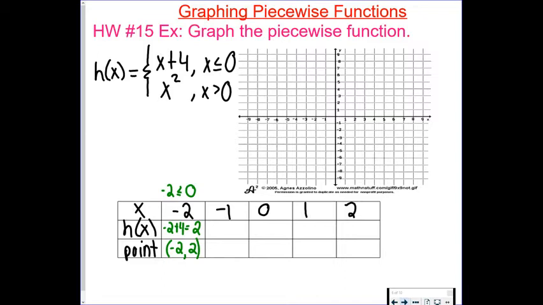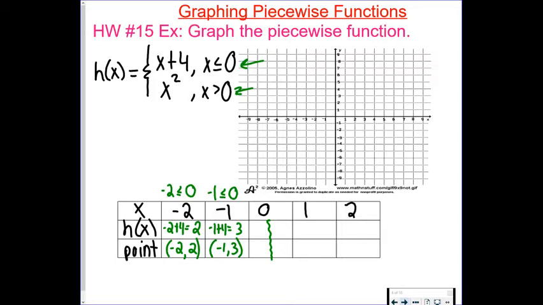Let's keep going. Negative 1, does it fit into the top or the bottom function? Right, the top one. Negative 1 is less than or equal to 0. Negative 1 plus 4, plugging it on in, is 3. So negative 1, 3 is my ordered pair. And then 0. What happens at our graph at 0? Right, that's where the graph breaks into the two pieces. So I've got to plug 0 into both equations, one with a closed dot and one with an open.